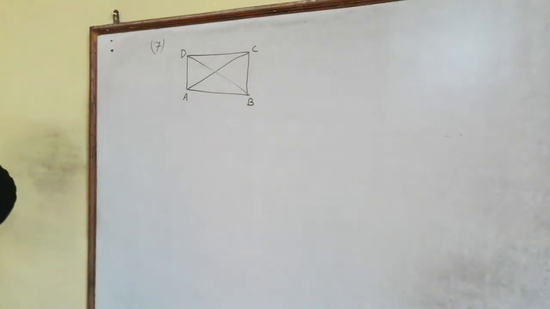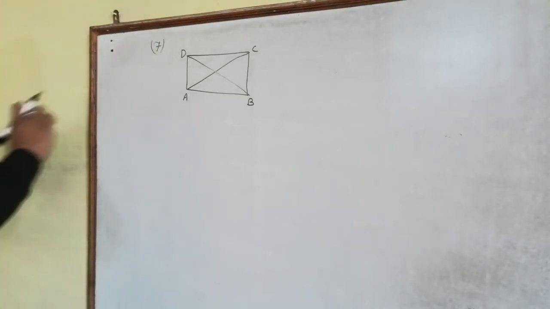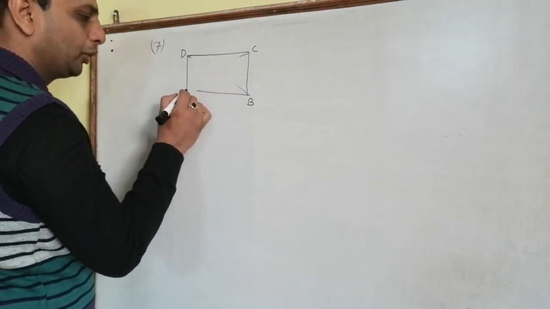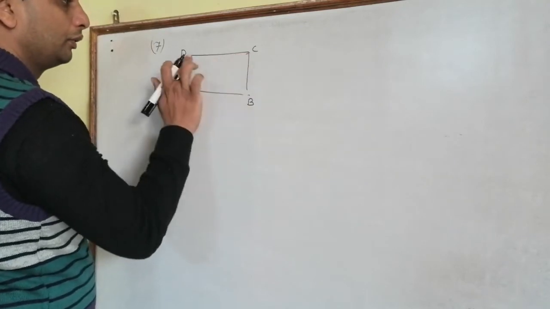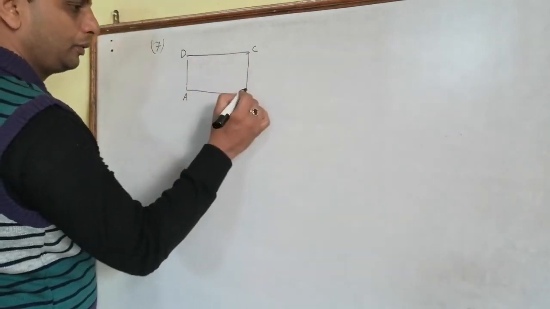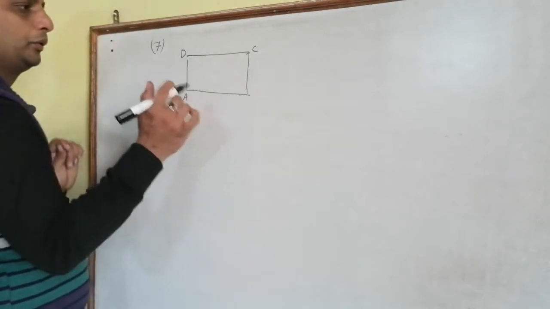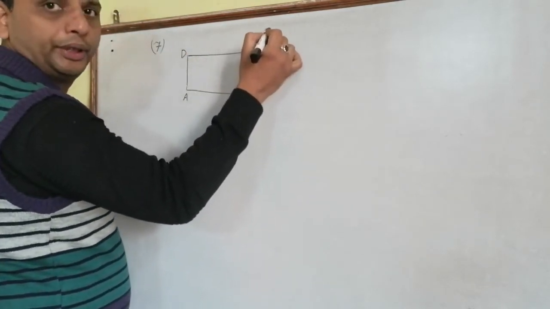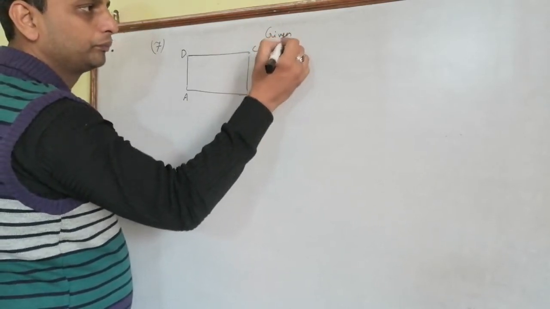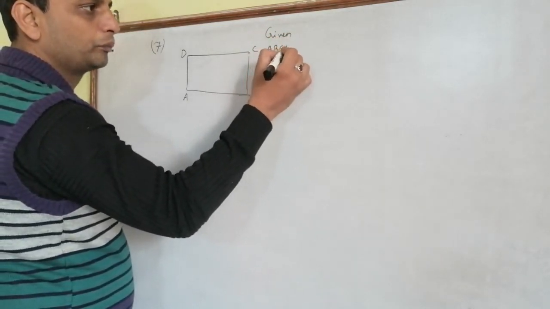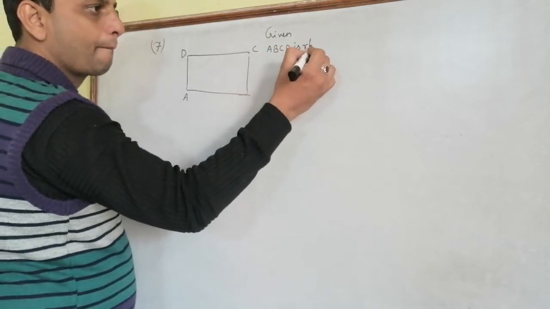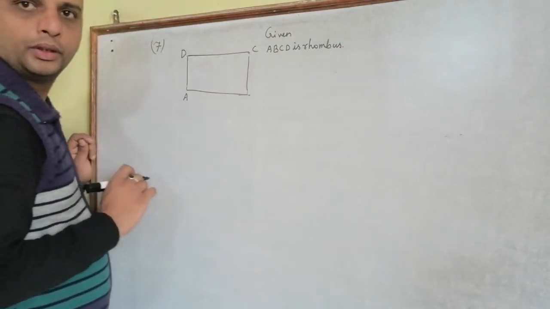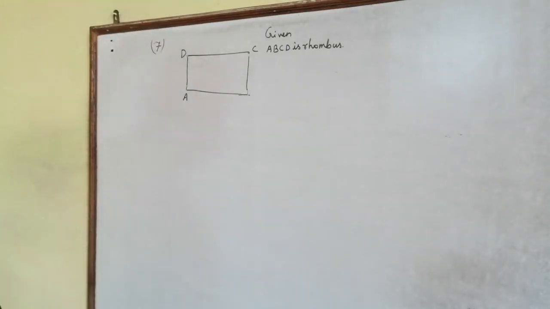So these are the diagonals given. First I am going to draw one diagonal only. It is said that ABCD is a rhombus. So in the given part it is given that ABCD is a rhombus.